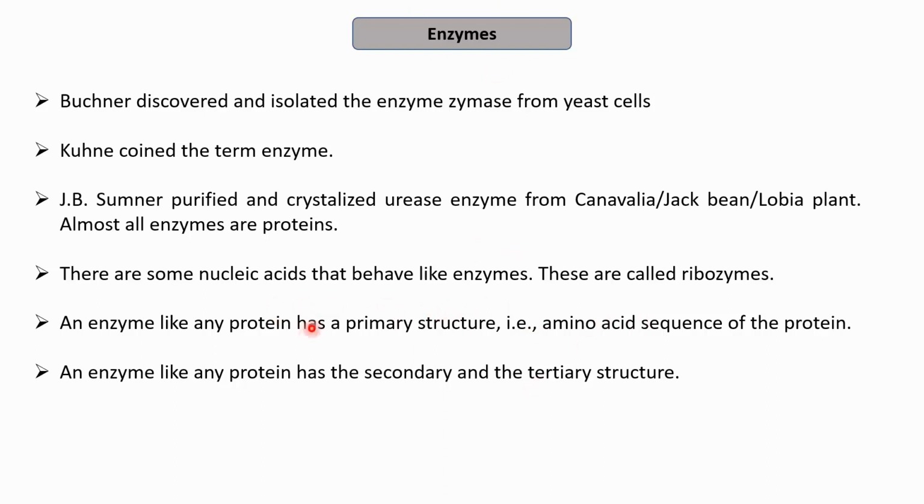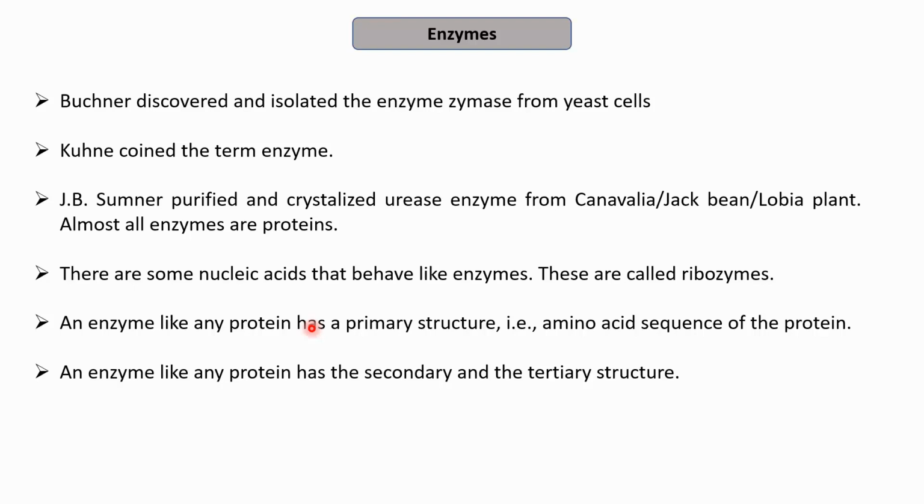During the lecture on proteins, we studied that there is a hierarchy in the protein structure. So we have a primary structure of a protein, a secondary structure, a tertiary structure, and a quaternary structure. Similarly, if we talk about the enzymes, since most of the enzymes are proteins, therefore, like any other protein, they also have primary, secondary, tertiary, and quaternary structures.